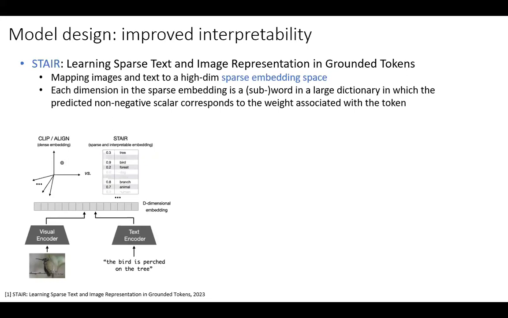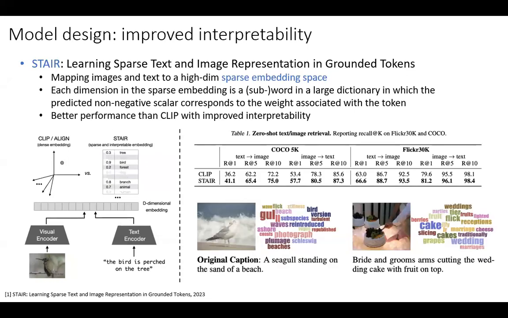But then the weight associated to each dimension means how important it is, corresponds to the weight associated with the token. So as you can see, given the original caption, if you follow this idea from the information retrieval literature, basically you are going to learn more interpretable embedding by grounding your embedding directly to tokens, but in a sparse manner.